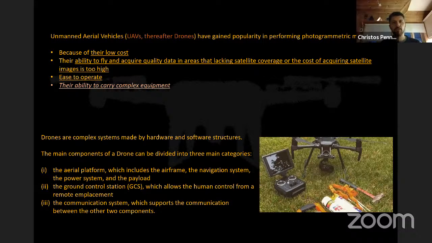They have the ability to fly and acquire data in areas that lack satellite coverage, or where the cost of acquiring satellite images is really high. And the drones are easy to operate, and they have the ability to carry complex equipment.